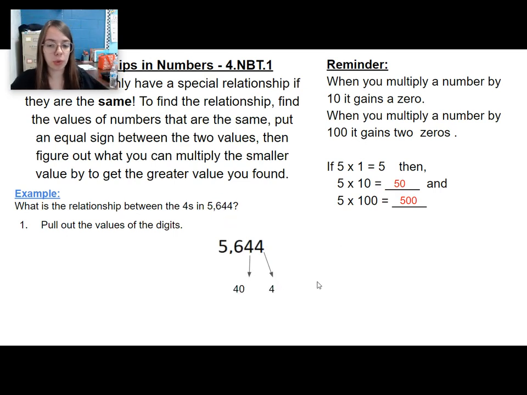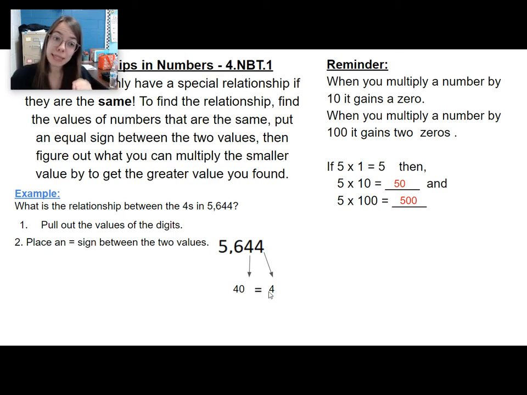Okay, so once we've pulled those digits out, they're the values out of those 2 digits. Those 2 digits are the same. Okay, so see, the base number stayed the same. It's 4 and 4. It just ended up gaining a 0. So we want to know what that gaining a 0 relationship is really looking like. So we're going to put an equal sign between the numbers because we want to make the smaller value equal to the greater value. Okay, so if we know this relationship over here, then we can figure this out.